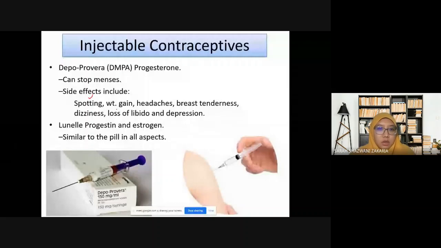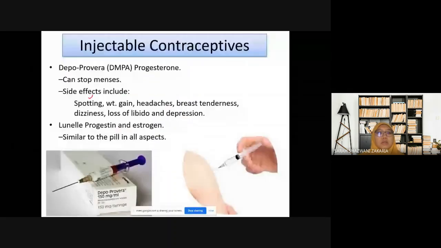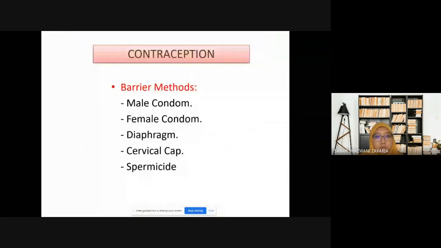All aspects. Barrier methods: male condom, female condom, diaphragm, cervical cap, spermicide. This one prevents the union of sperm and egg. Sometimes in a married couple, the wife takes the birth control. Still, in terms of contraception in barrier methods, both of the couple use some of these barrier methods also, in order to prevent pregnancy.